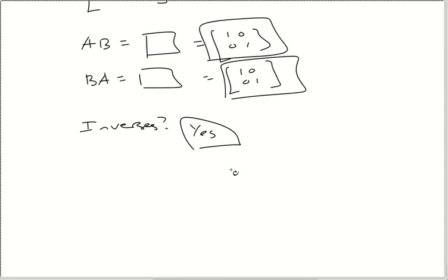Awesome. I think there's another point here. I think it says B is equal to A inverse. That might be the way they express this bottom one. Regardless, you're just looking for the 1 0 0 1. If you get that, they're inverses.